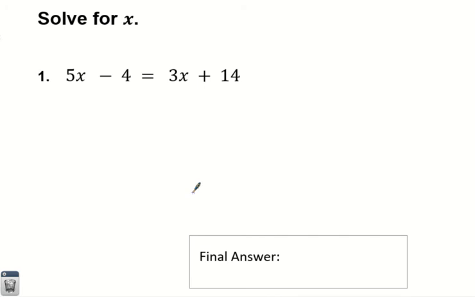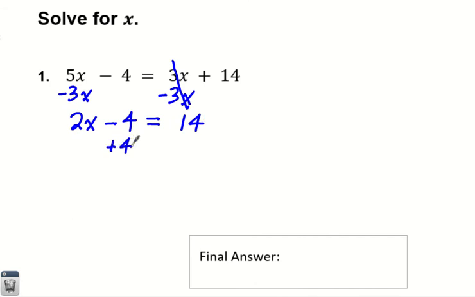So here we go. Hopefully you've tried all these already, and what you would do first is, whoa, what a horrible start. You can't have x on both sides in order to solve for x, so we do that, and then 5x minus 3x is 2x. Bring down the minus 4, that's the left side. The right side will now just be positive 14, and now we can get the x all by itself.